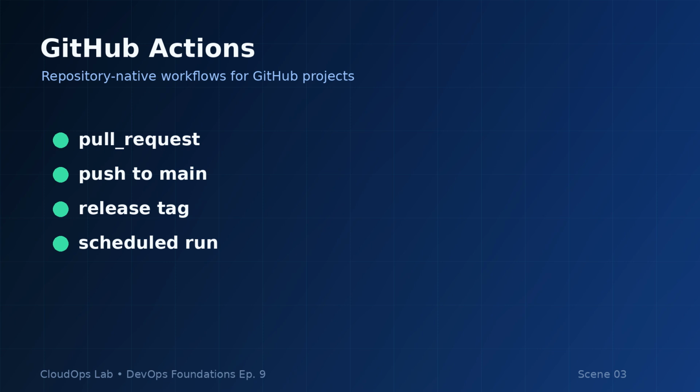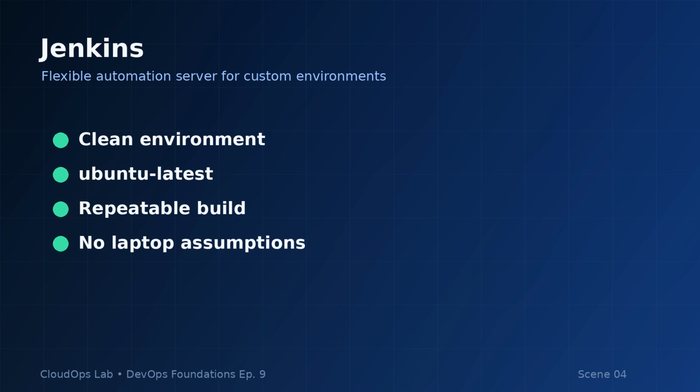Concept 3. Hosted versus managed. With GitHub Actions, GitHub provides hosted runners by default. With Jenkins, your team usually manages the server, plugins, credentials, agents, and upgrades. Concept 4. Pipeline files. GitHub Actions uses YAML workflow files. Jenkins commonly uses a Jenkinsfile. Both should be treated like code, reviewed in Git, and kept readable.